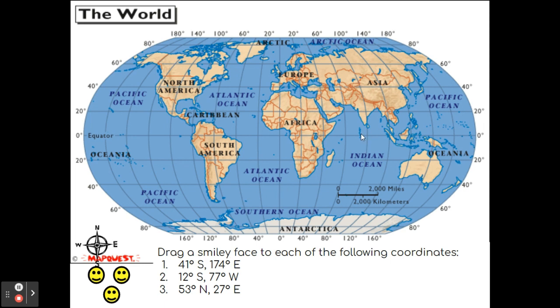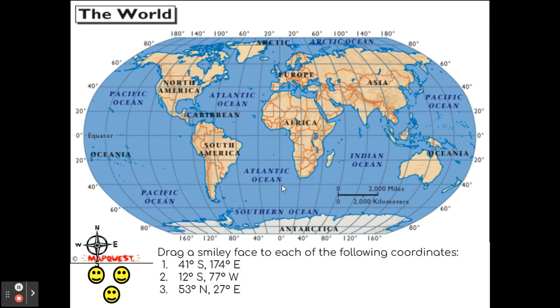do is start at the equator, and I'm going to notice that each line of latitude on this map is 20 degrees. I want 41 degrees south. So I'm going to start at the equator, go 20 degrees south, 40 degrees south, and I know that it's somewhere just below this line, just south of this line.